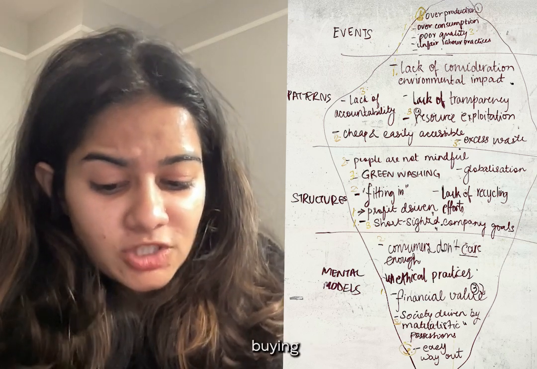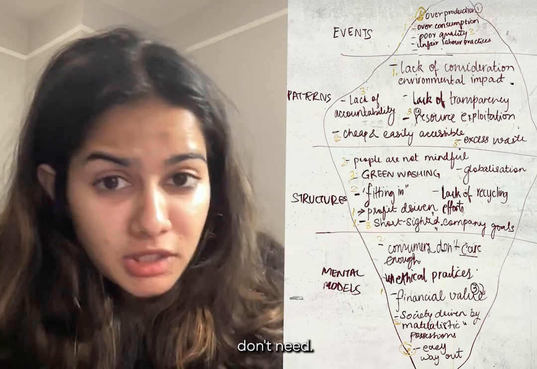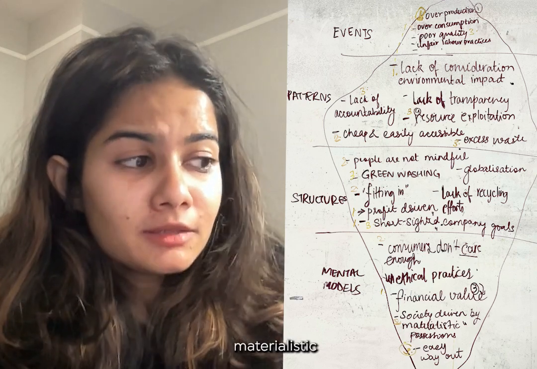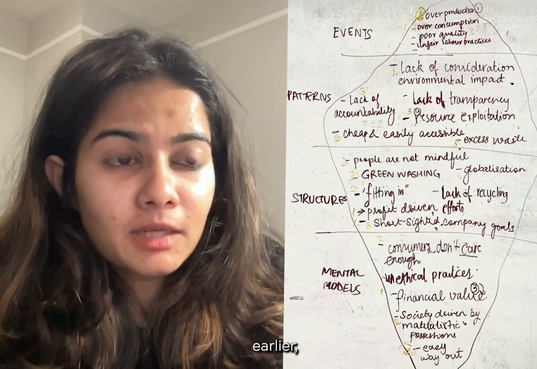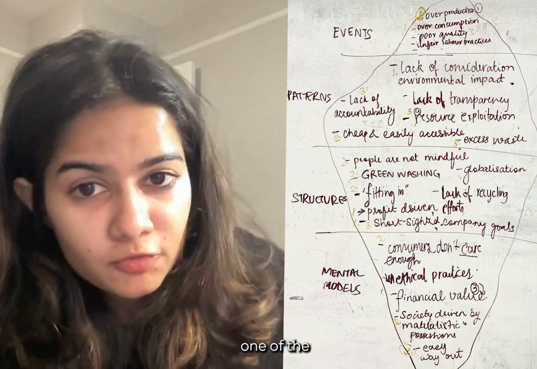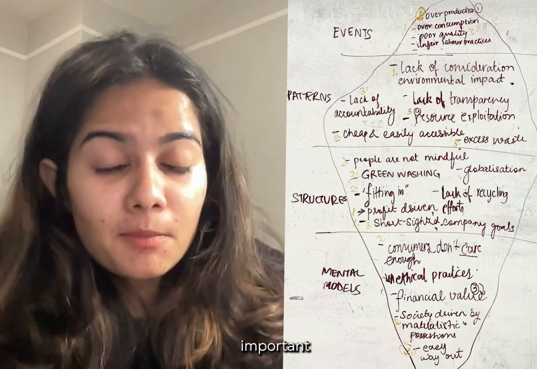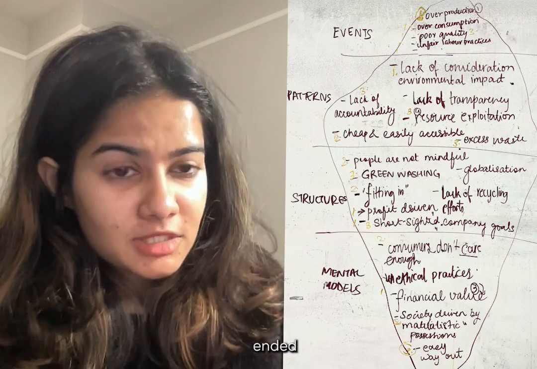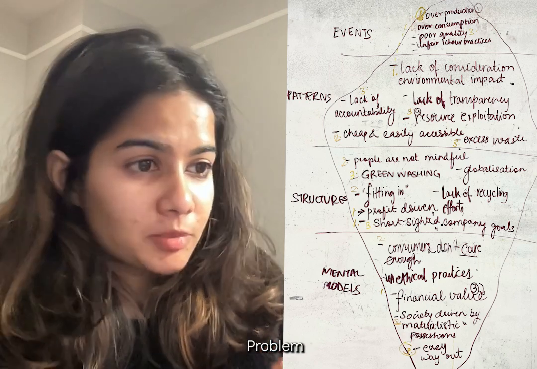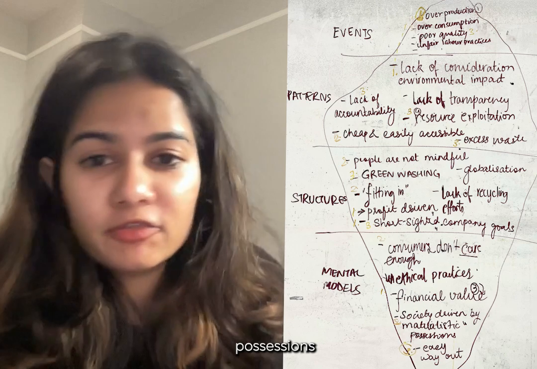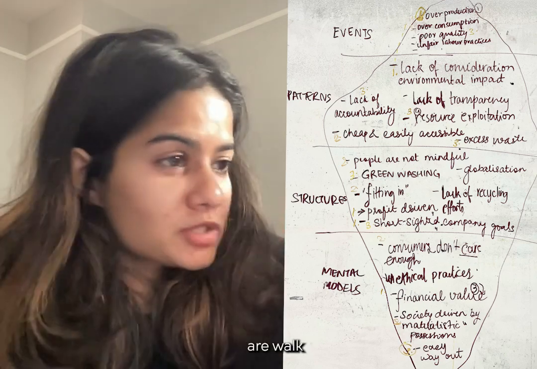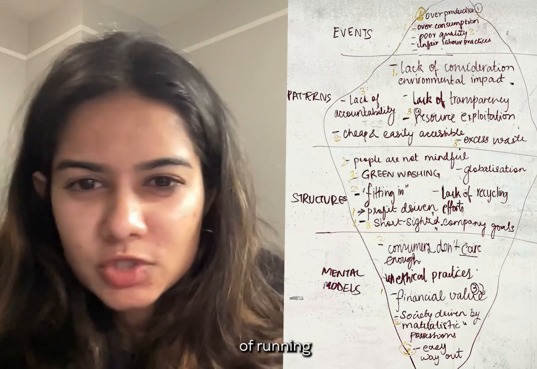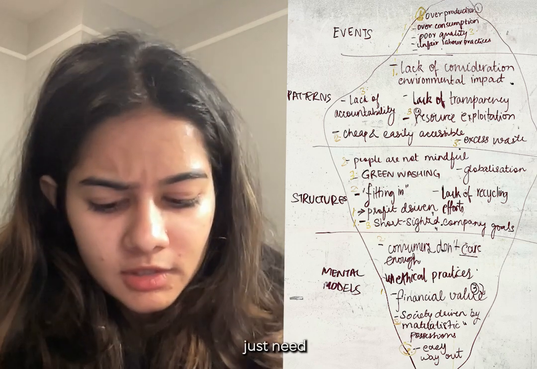There is financial value. The society is driven by materialistic possessions. So as I mentioned earlier a couple of minutes back, this is one of the very big and important mental models. Like, if you're trying to solve for this fast fashion and textiles ending up in landfills problem, society driven by materialistic possessions is a big thing. People have walk-in closets, they have like 25 pairs of shoes, 5 pairs of running shoes, heels, everything. Like, you just need those materialistic possessions which people didn't want earlier.